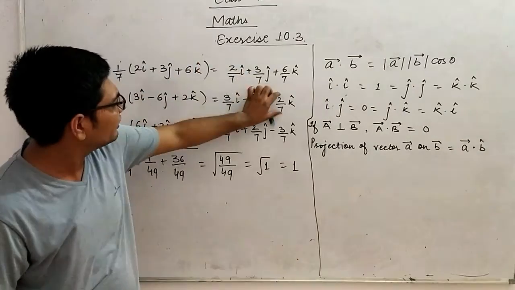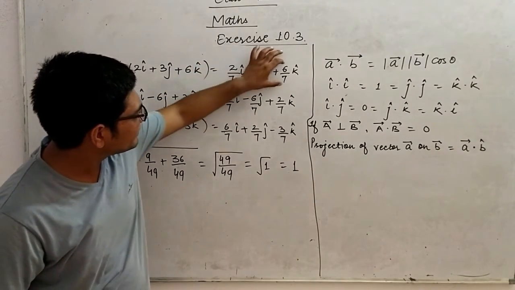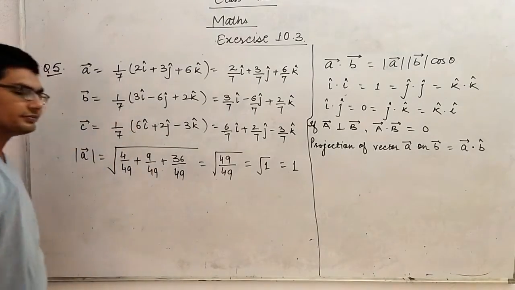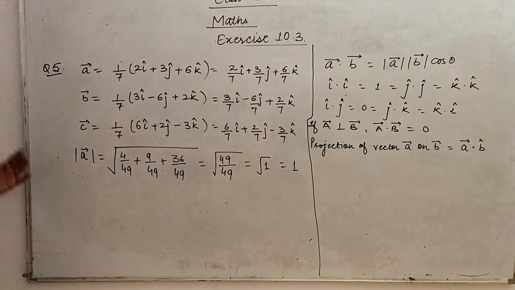2 by 7 is here, 3 by 7 is here, 6 by 7 is here. It will be like this in all of them. Clear? Okay, let us do the next part of this question.